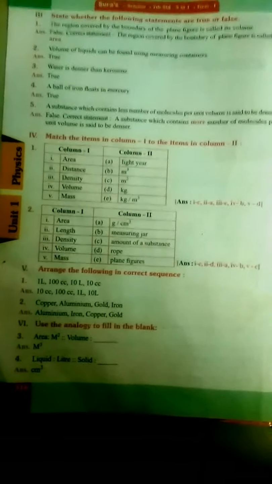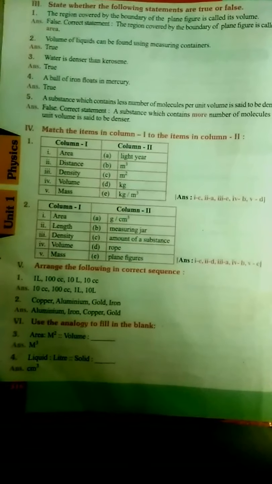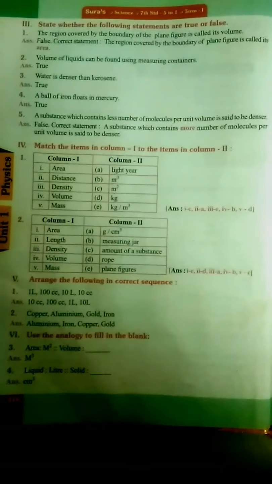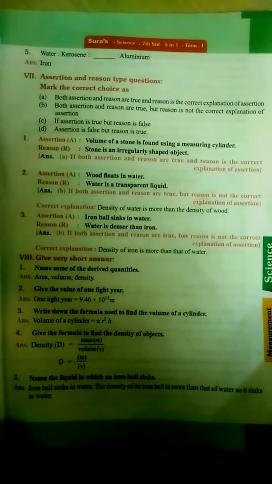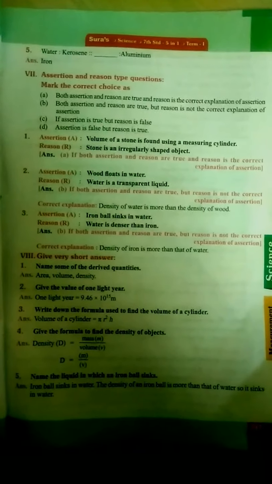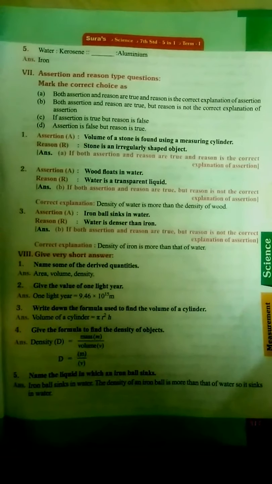Next, using analogy, fill in the blanks. Area is meter square, volume is meter cube, liquid is liter, and solid is centimeter cube. Water is to kerosene, dash is to aluminum, iron is to aluminum. Assertion and reason questions are given, three questions. The first question: both assertion and reason are correct explanation. Mark the correct choice.